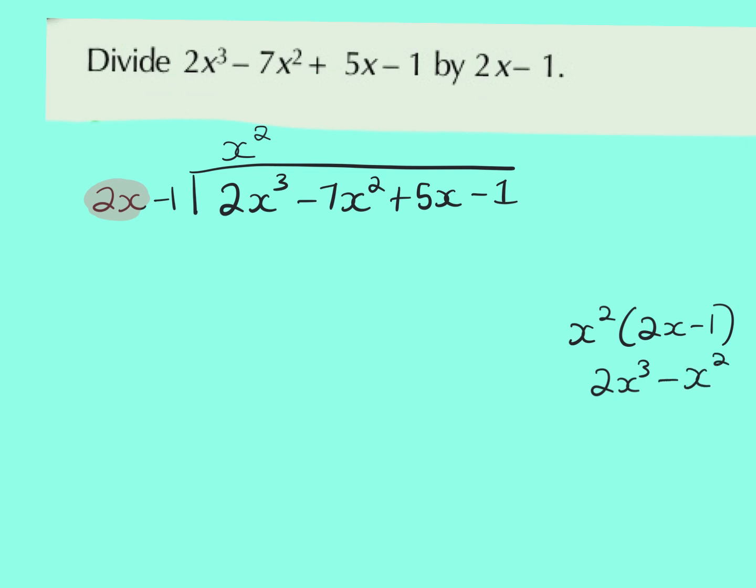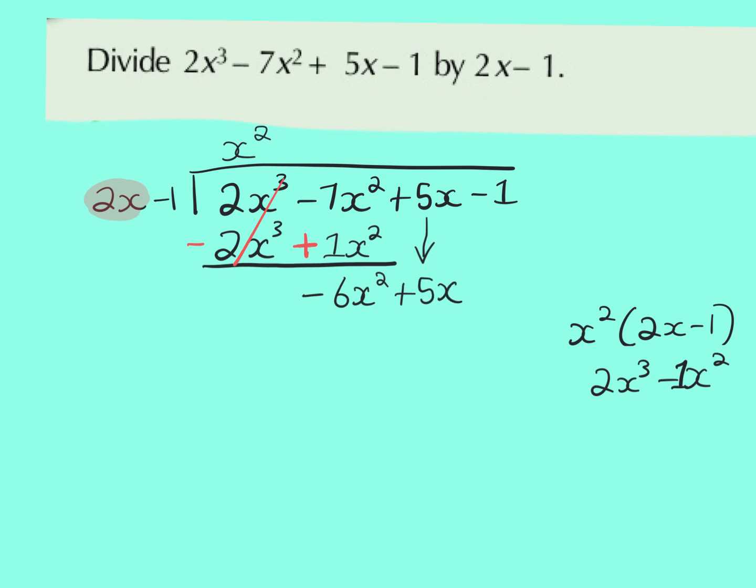So I'm going to take that now and put it underneath here. 2x cubed minus 1x squared. And I'm going to write that as 1x squared just to get used to the coefficients. Draw my line underneath, change my signs. This will become a plus now. And so what I'll have is 2x cubed minus 2x cubed will cancel. And then I have minus 7x squared plus 1x squared will give me minus 6x squared. Bring down my next term. Don't bring down all the terms, just the next one.